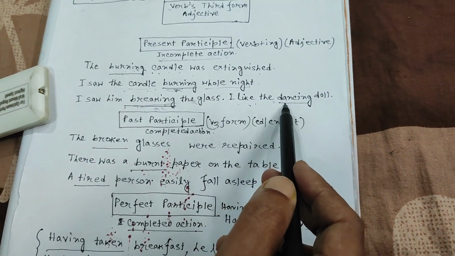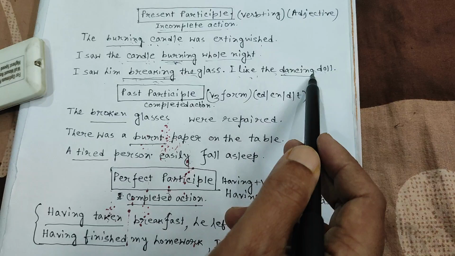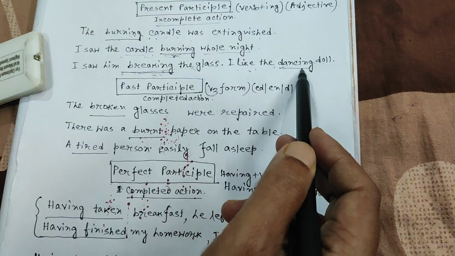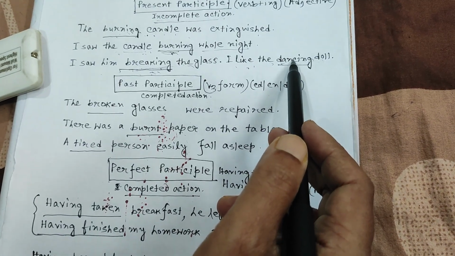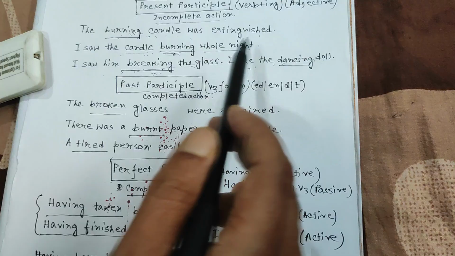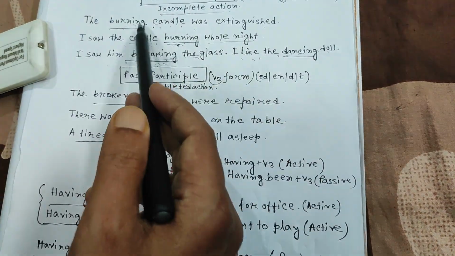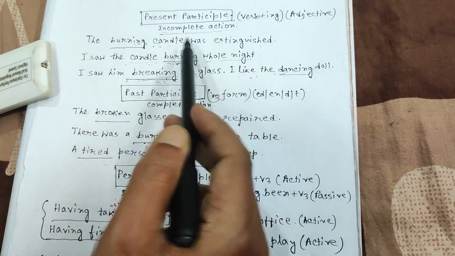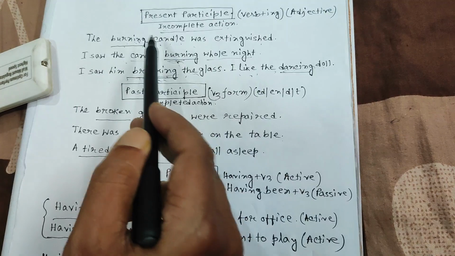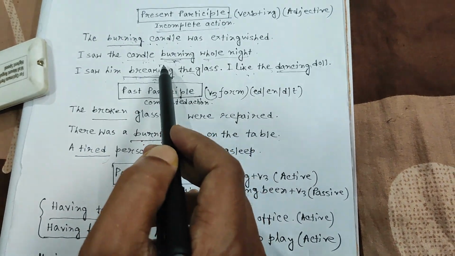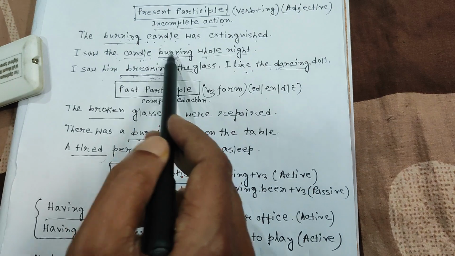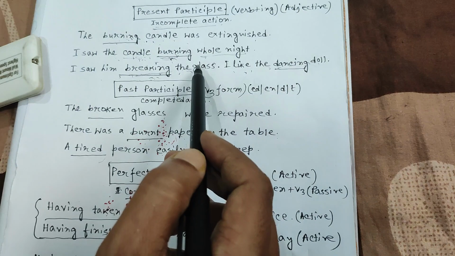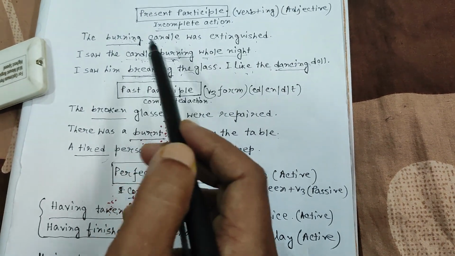Again, I like the dancing doll. A doll was dancing. I like the doll very much, and the act of dancing was continuing also. So you can understand well the present participle working in the role of adjective here. And in each case there is a noun after it or before it, and it qualifies or describes that noun or gives some extra information about that noun.